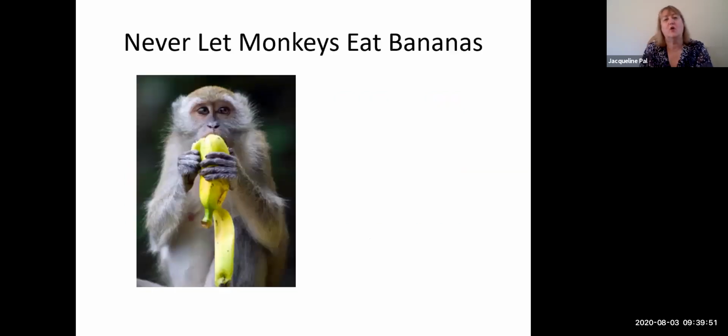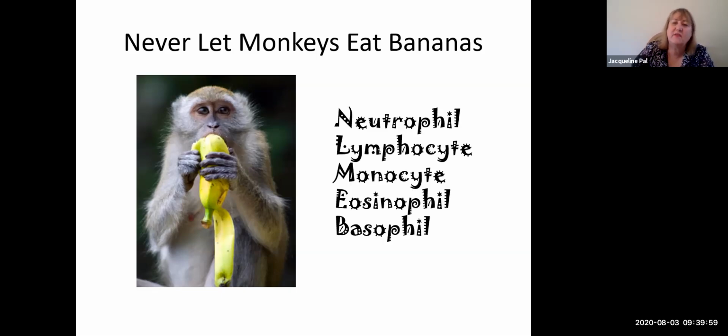All right. So never let monkeys eat bananas. This is just a mnemonic to help you remember the names of the 5 leukocytes in order: neutrophil, lymphocyte, monocyte, eosinophil, basophil. And this is in order from the most popular one, neutrophils, which normally are about 2/3 of your white blood cells, followed by lymphocytes for about another 1/3. And then the last 5 to 10% is the other 3 cell types.